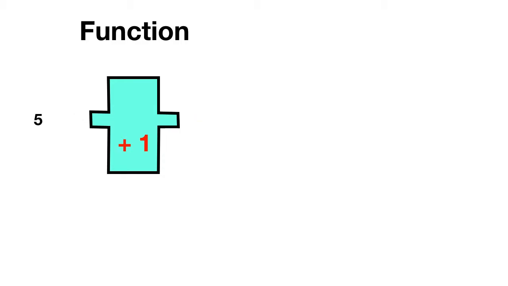So if you take 5 and you put it into the machine, you'll add 1 and you'll get out a 6. If you put a 3 into the machine, you'll add 1 and now you'll get a 4. If you put a 15 into the machine, you'll add 1 and you'll get a 16.